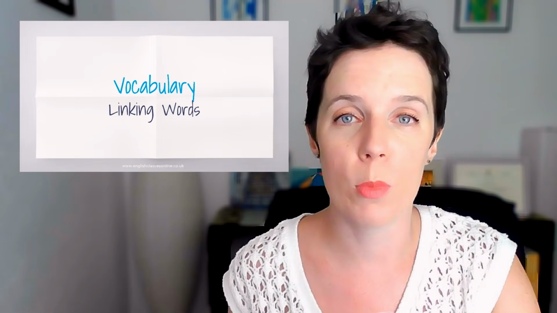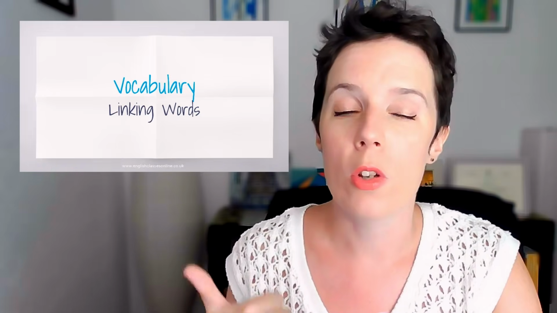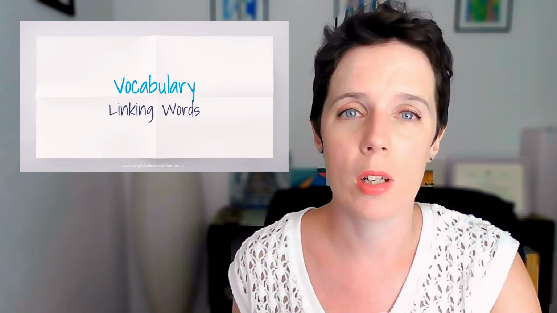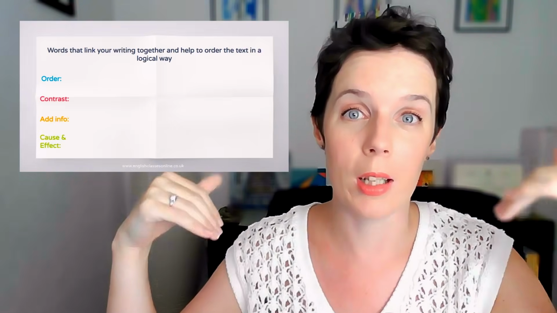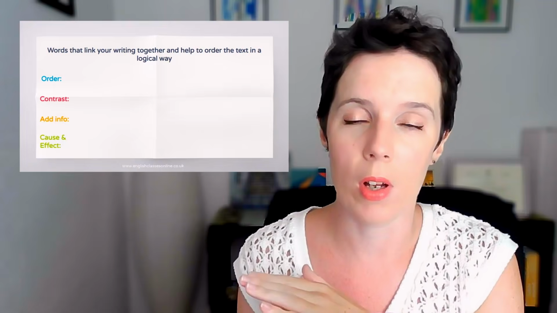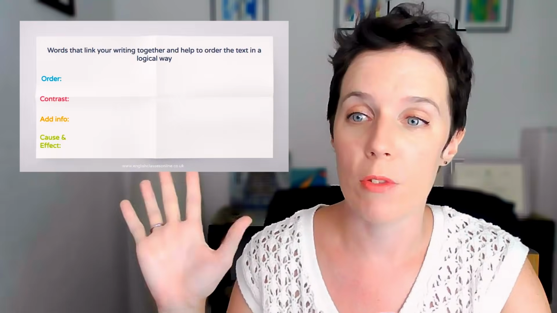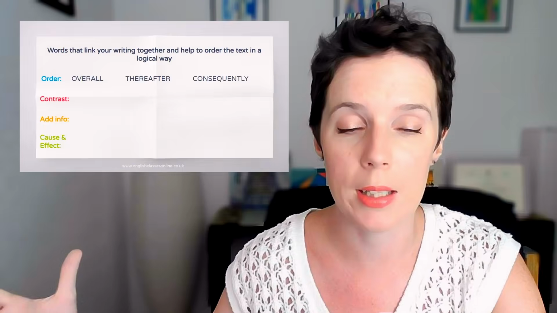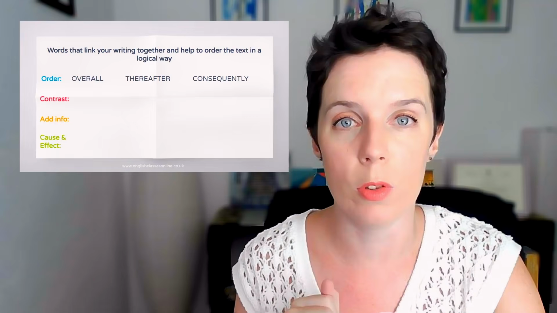We're going to move on to some more vocabulary, which is linking words. So these are really important, not only for your language mark, but also for your organization mark. So these are going to help your writing to stay organized, okay? So, first of all, what are linking words? Linking words are literally words that link your writing together, and it just helps it to stay more logical and more ordered, okay? We have some linking words for order, like overall, therefore, consequently. So instead of saying so, you can use these, and it makes it more formal.